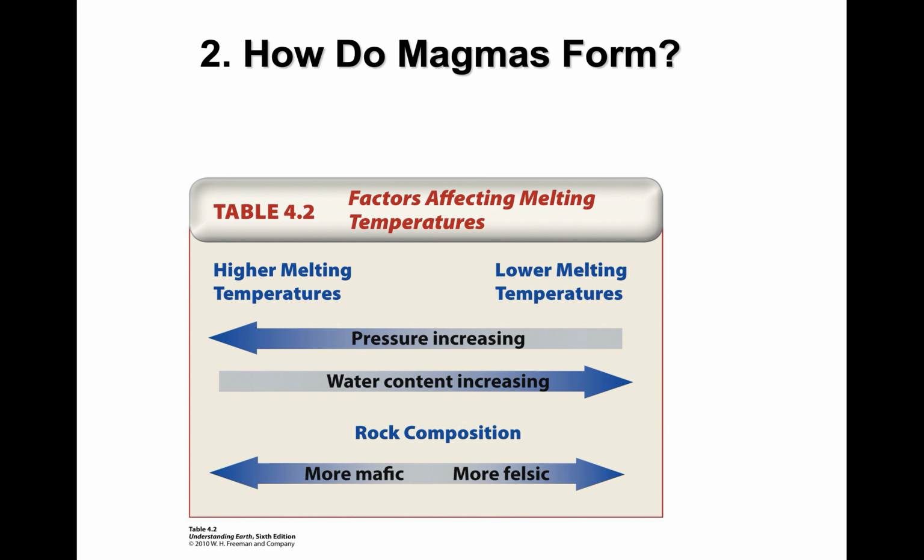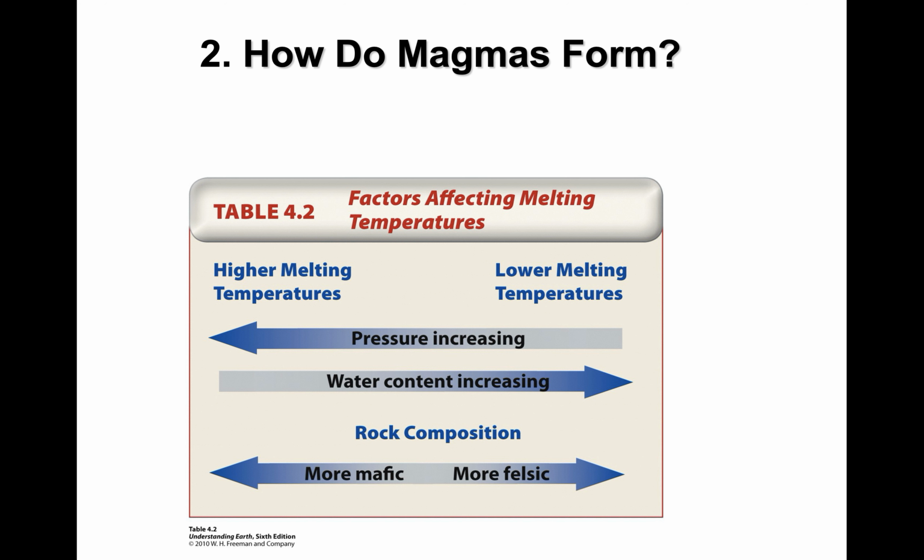Now the second question we have to answer is, how do magmas form? We have here table 4.2, and there we have the factors affecting melting temperatures. We have higher melting temperatures and lower melting temperatures, and the melting temperatures are strongly correlated to the pressure, and the pressure is correlated to the depth. If we are expecting higher melting temperatures, then these are related to higher pressures.